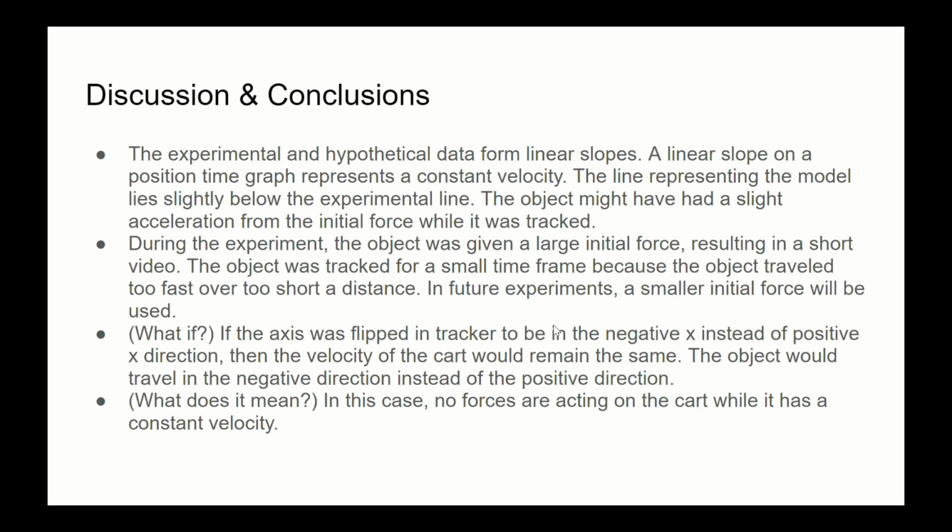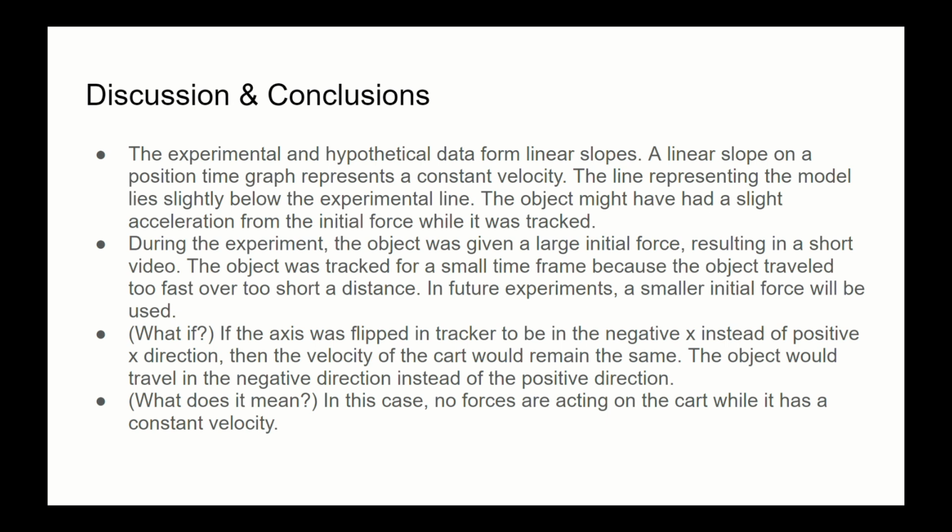The experimental and hypothetical data form linear slopes. A linear slope on a position time graph represents constant velocity. The line representing the model lies slightly below the experimental line. This might be because the object was still experiencing a slight acceleration from the initial force during the period it was tracked. During the experiment, the object was given a large initial force, resulting in a short video.